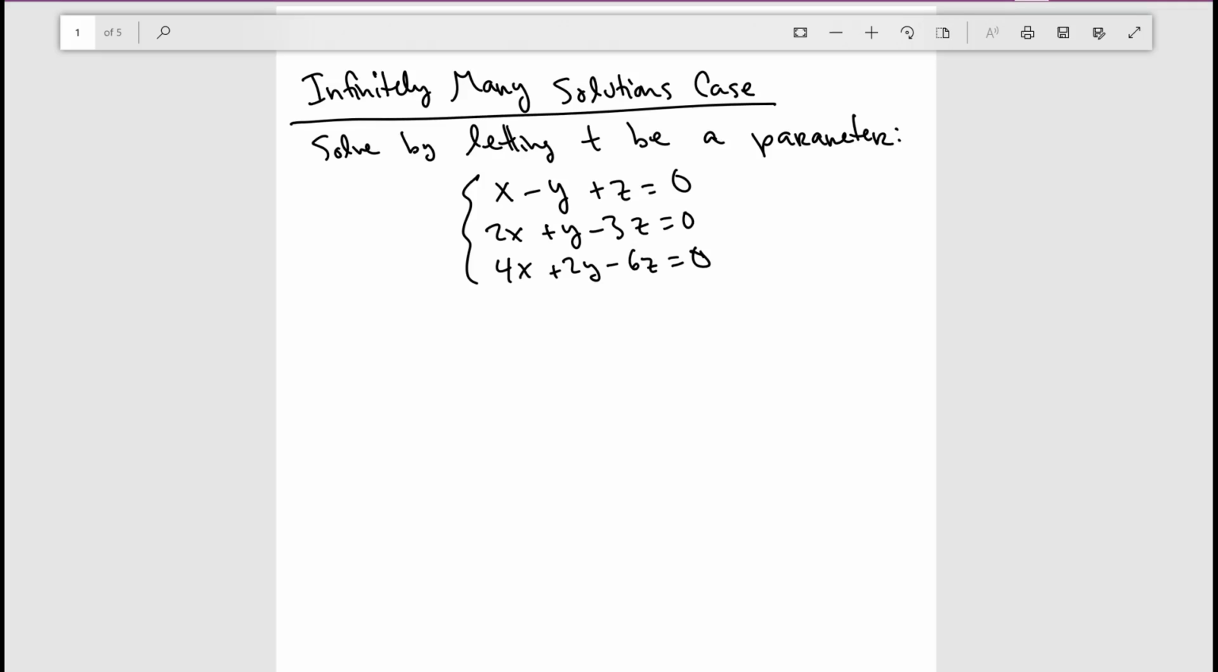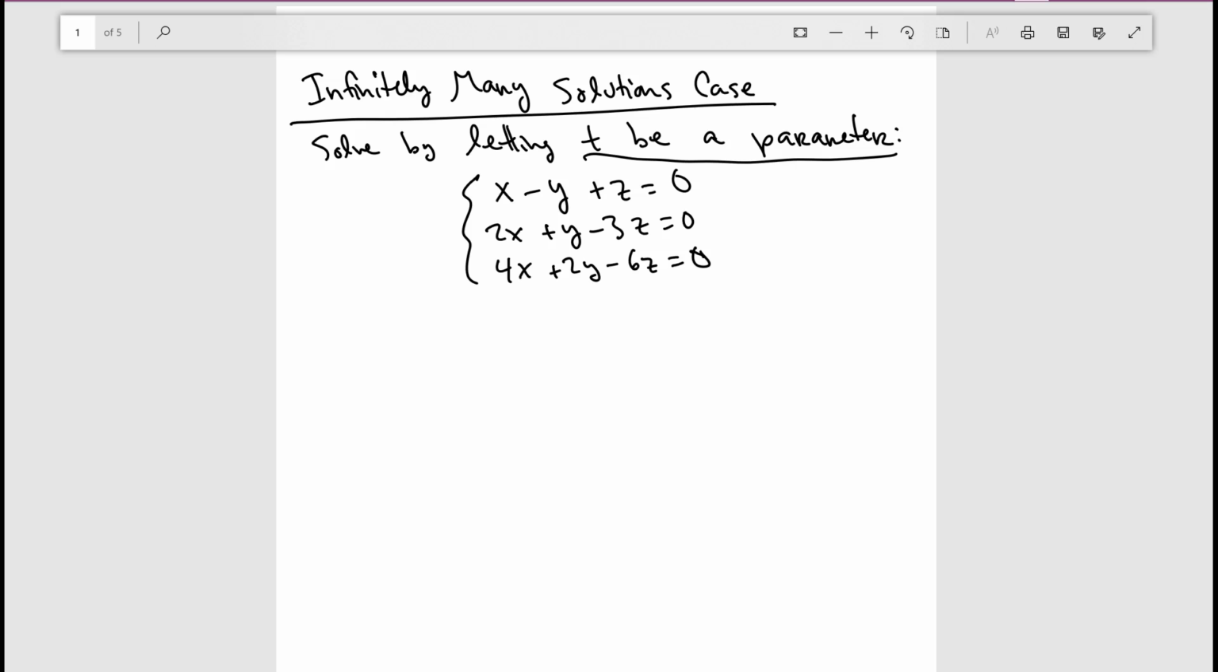In this video, we are going to do the infinitely many solutions case with the 3x3. So we want to solve this linear system by letting t be a parameter. Right now, don't focus on what this is. It can say t or n or m or whatever, but I'll show you how we do that, especially because you don't want to just write infinitely many solutions.